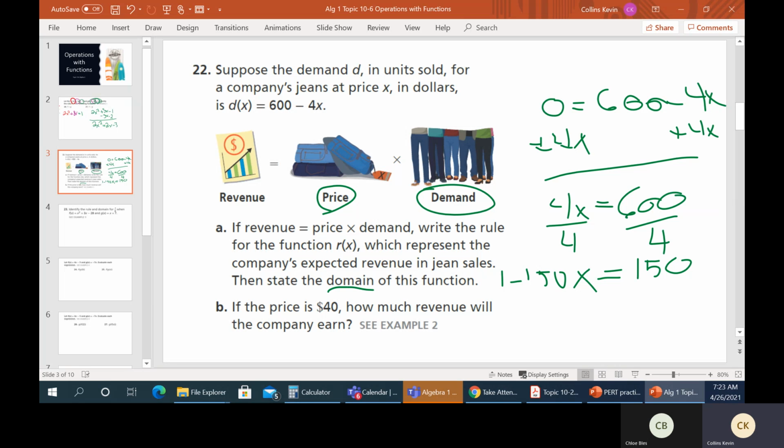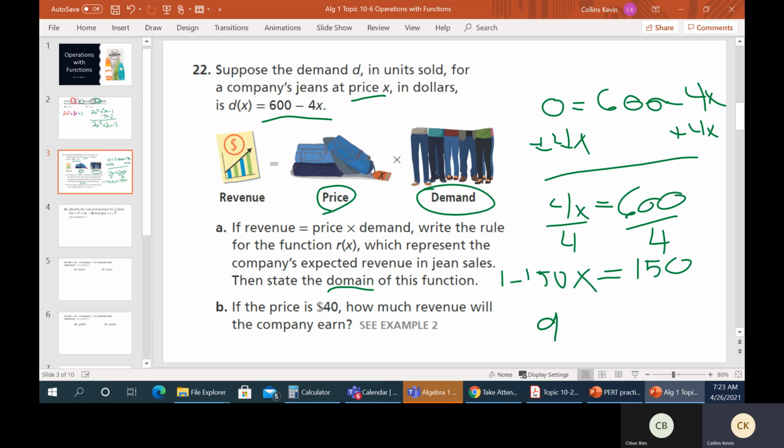All right, so then the last one says, if the price is $40, how much revenue will a company earn? Okay, so I guess we didn't finish off this part here. So if we have price times demand, it says write a rule R of X. So the price is X, and the demand function is this. So we had to multiply those two together, and I didn't do that yet, but that's easy, right?